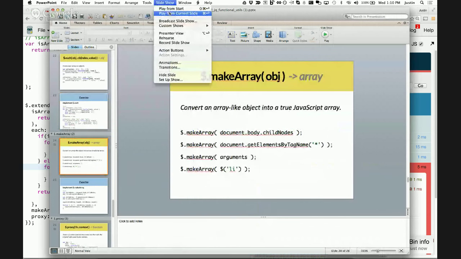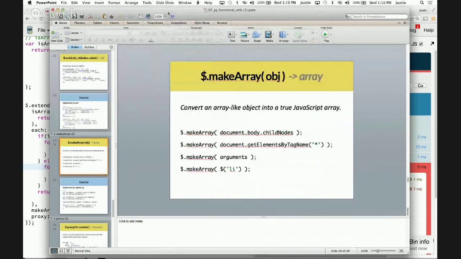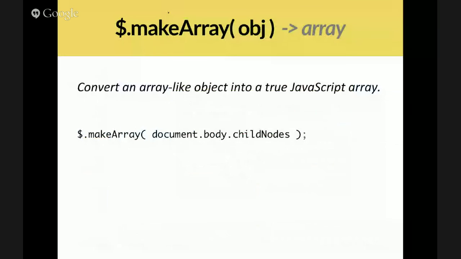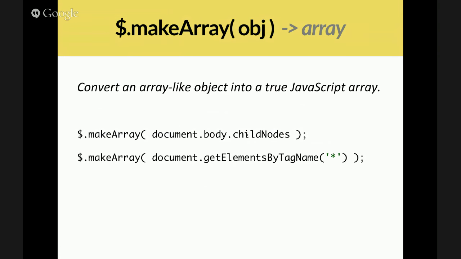The next exercise is makeArray, and this converts an array-like object into a true JavaScript array. So as I said, there's these things that the DOM provides called node lists that aren't true arrays, but we could pass that to makeArray, and that would make it a real array. Similarly, if we passed an arguments object, which isn't a real array, this would return something that is a real array.